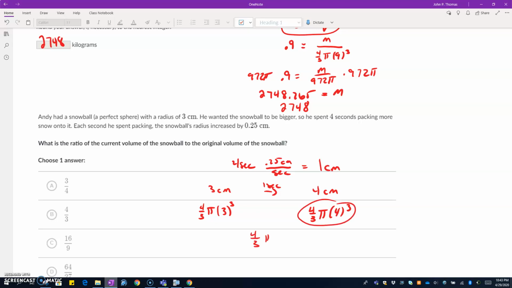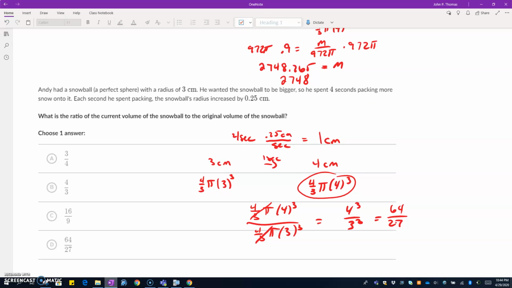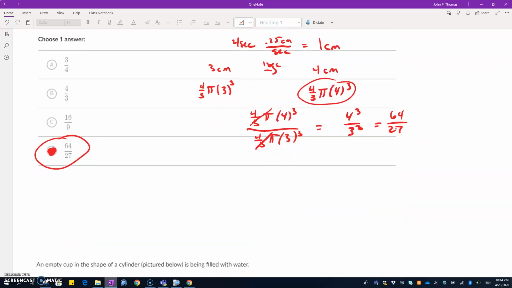So 4/3 pi 4 cubed over 4/3 pi 3 cubed. The 4/3 pi cancel. I'm at 4 cubed over 3 cubed. 4 cubed is going to be 64. 3 cubed is 27. And that does not reduce for us, so we're at that last one, which is D. So D would be our correct answer. That was actually a commonly missed one on the homework set as well when we did volume of a sphere. All right, moving on to the next one.